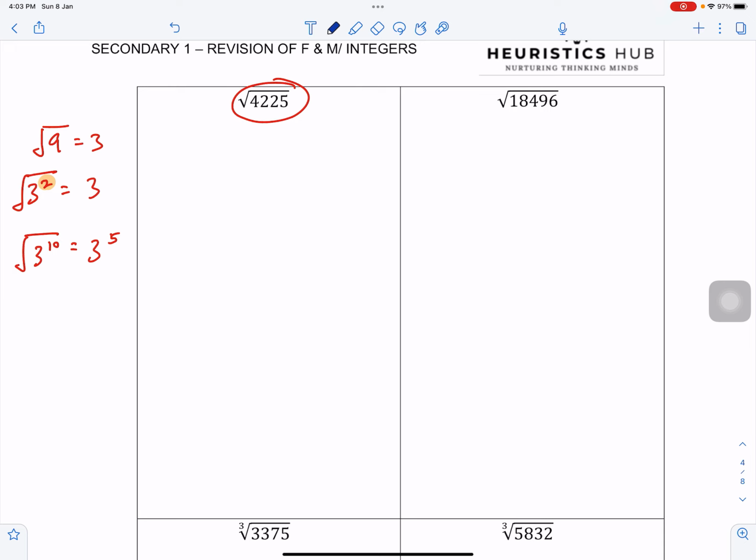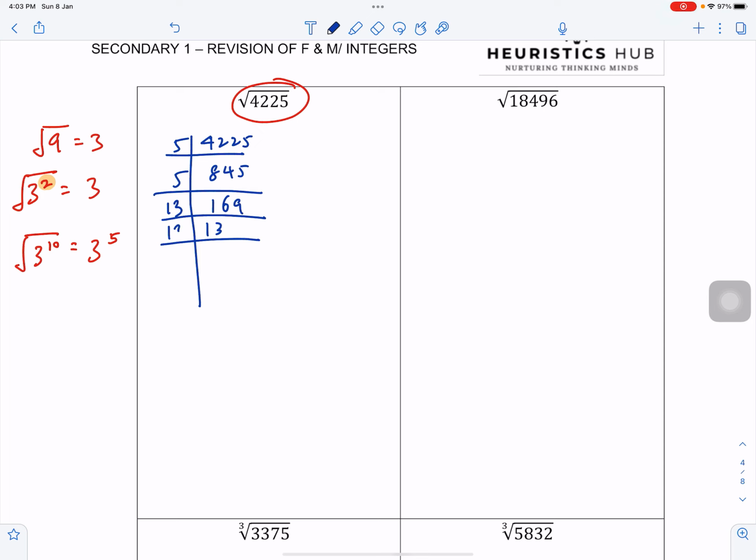So without further ado, let's see how we can do this using prime factorization. Of course you can type square root of 4225 into the calculator and get an answer, but over here you need to use prime factorization to help you along. So you divide by 5, divide by 13, divide by 13. The index notation is 5 to the power of 2 times 13 to the power of 2, which gives me 5 times 13, 65. You can use your calculator to check the answer as well.